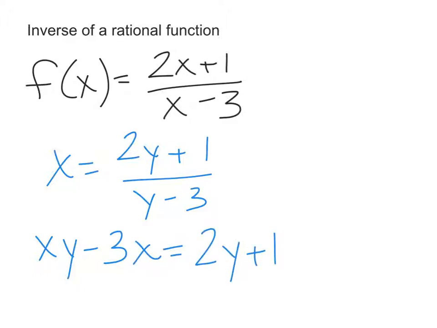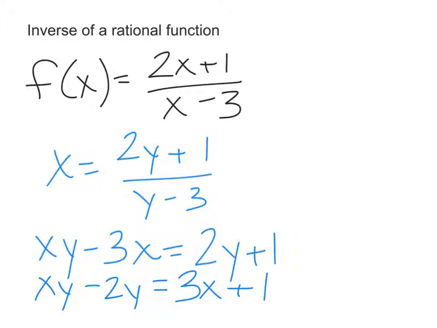And the thing that we need to be careful about is we end up having two y's. So I can't just solve for this y and call it good. I've got to get the two y's together on the same side, get them by themselves. And so I have xy minus 2y, and I'm going to get everything else to the other side. So I'm going to add 3x to the other side. And now from here, I can factor out a y.